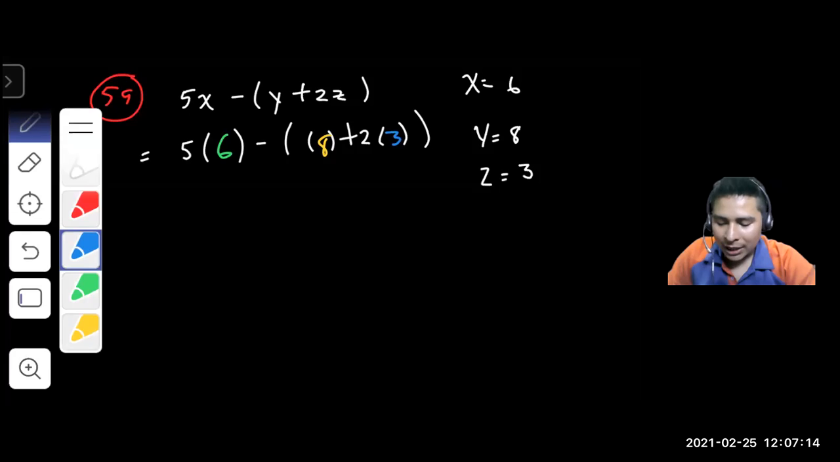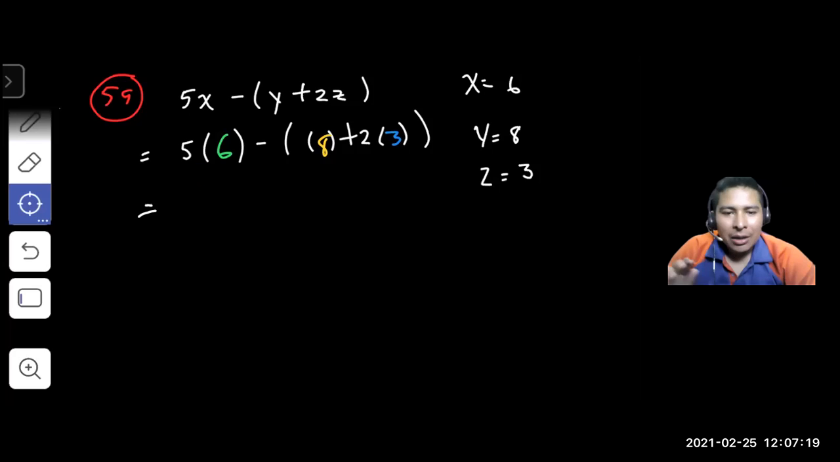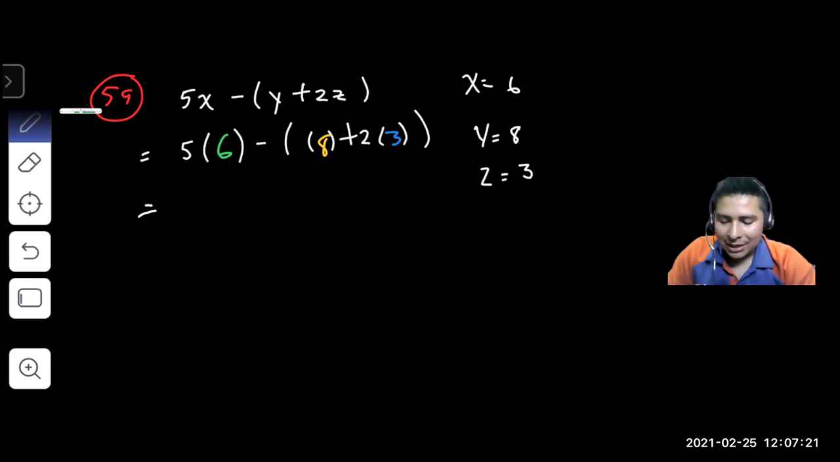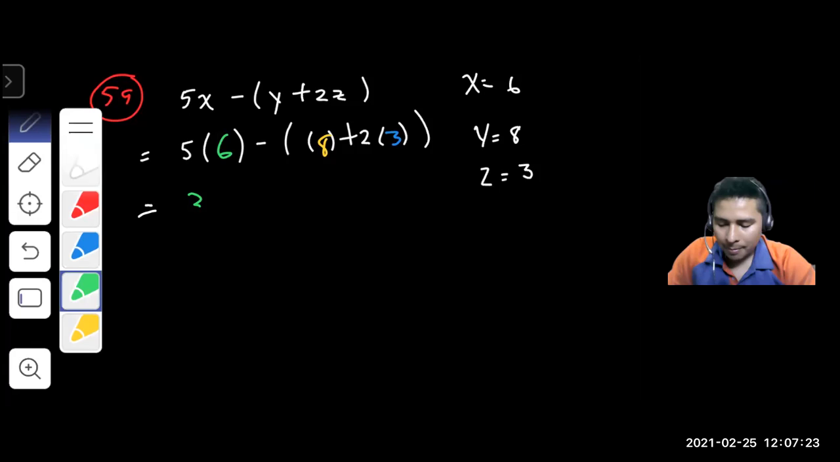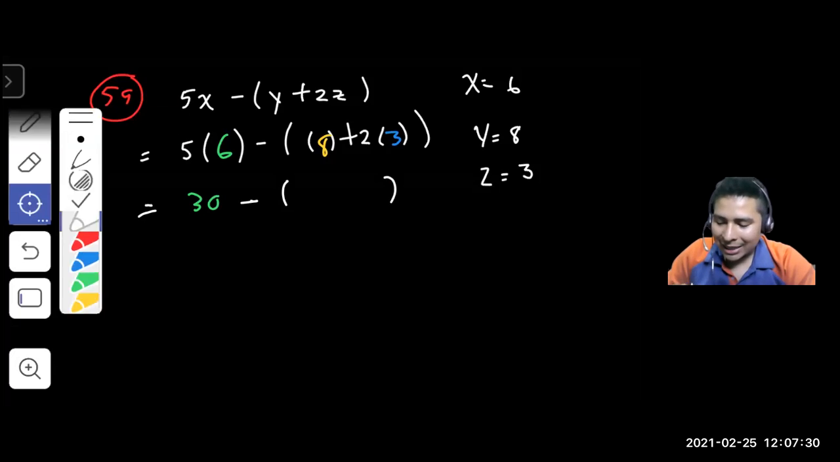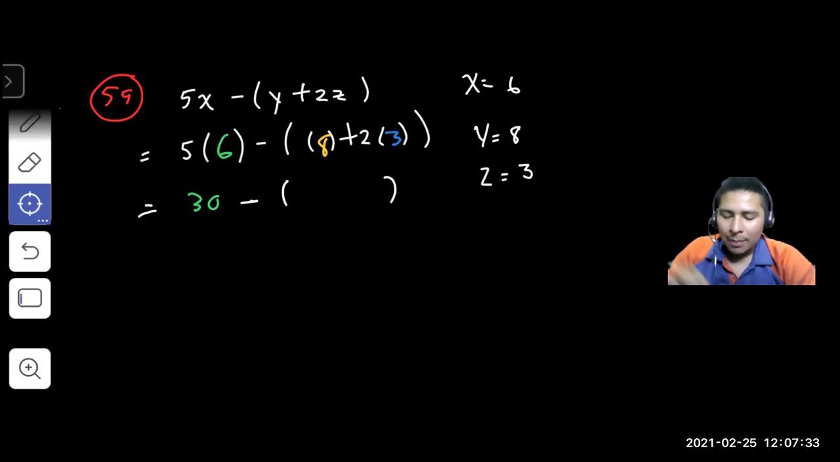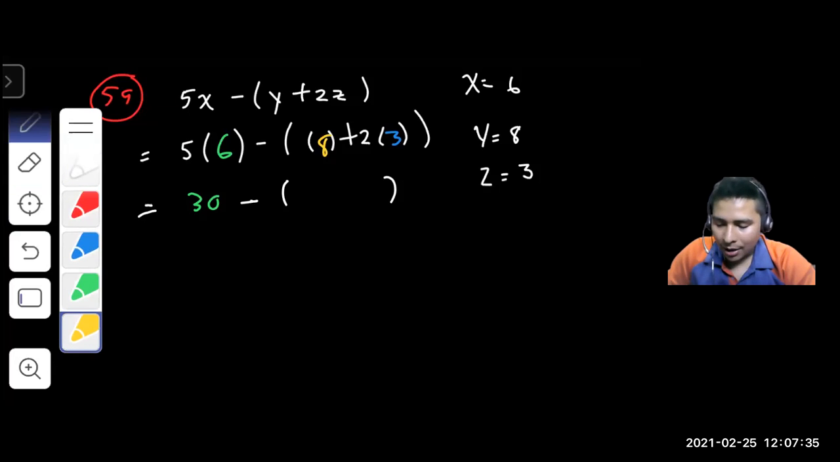And what is the first thing that we have to solve, guys? The parentheses. Okay, this multiplication, take a look that we can only multiply 5 times 6, guys. 5 times 6, 30. 30 minus, okay, these parentheses, we have to solve what is inside. This 8 doesn't make sense if I leave it without parentheses. 8 plus 2 times 3. 23, no, right? It's 2 times 3, which is 6.